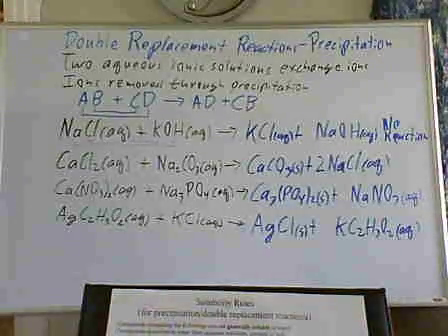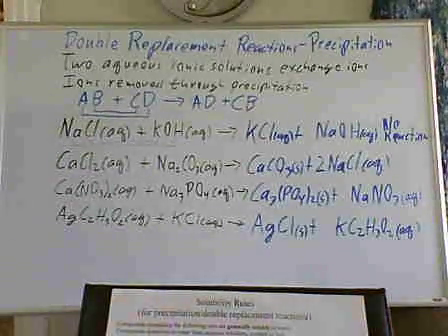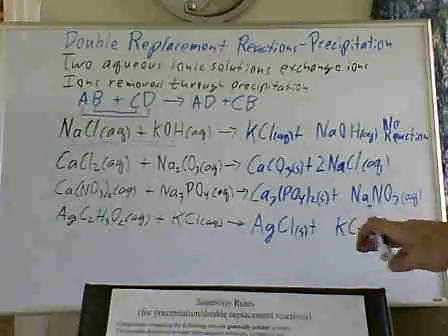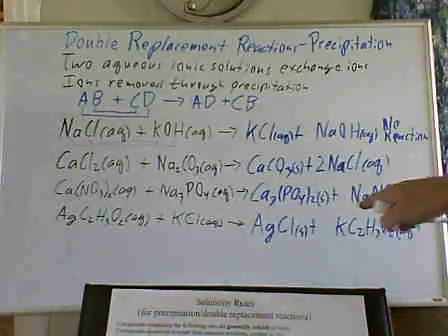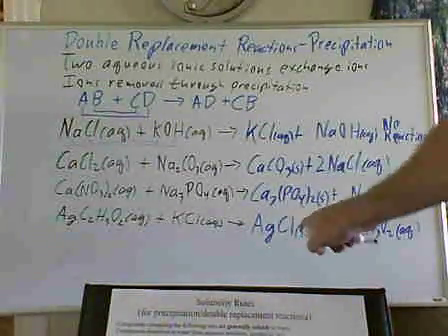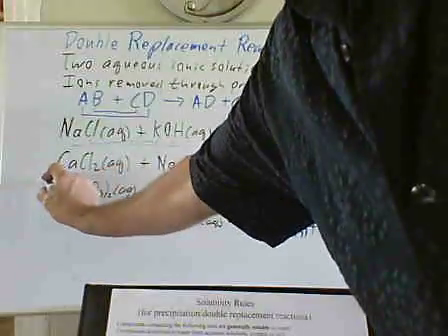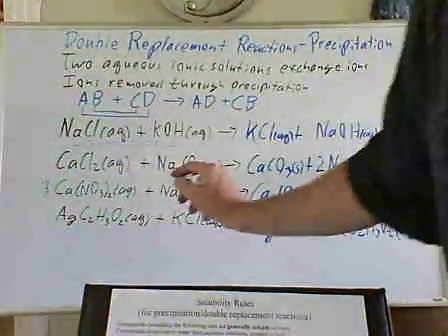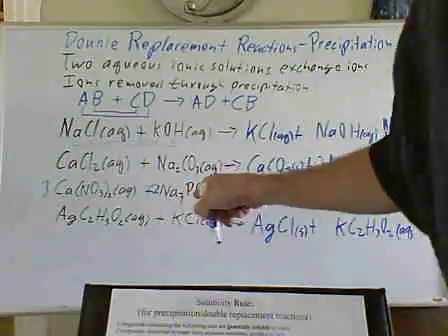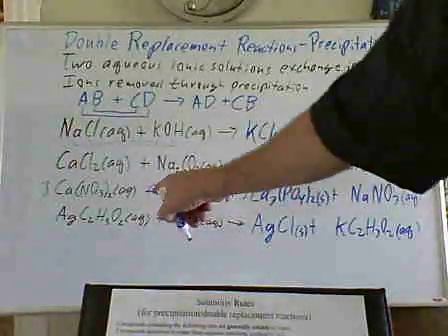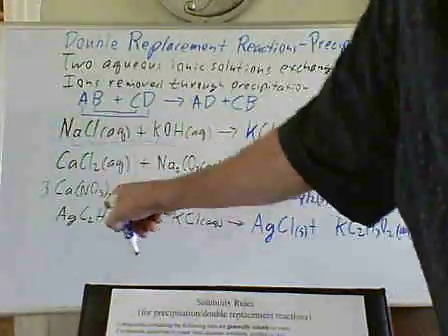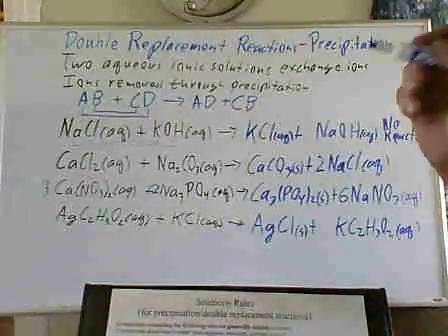So this is how we do the double replacement reactions. The final step would be to balance them. To balance this one, we do 3 calciums. We have 2 phosphates. That gives us 6 sodiums, 6 nitrates. So 6 sodium nitrates.